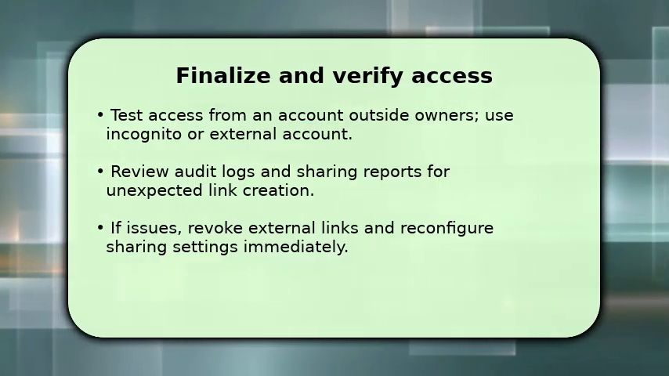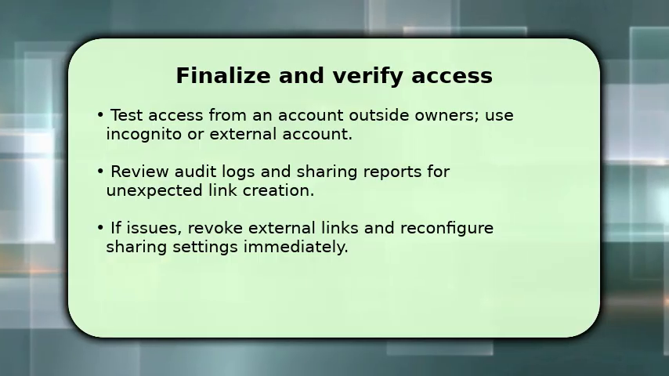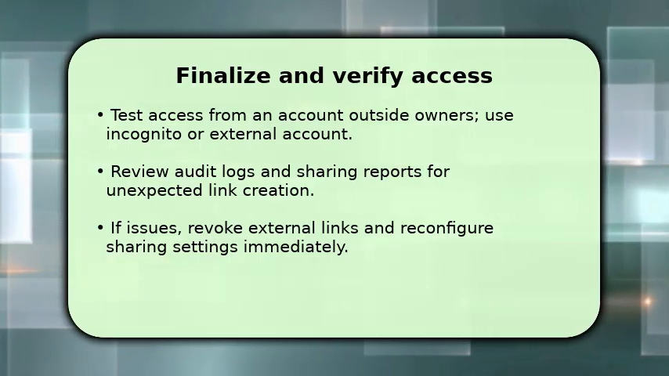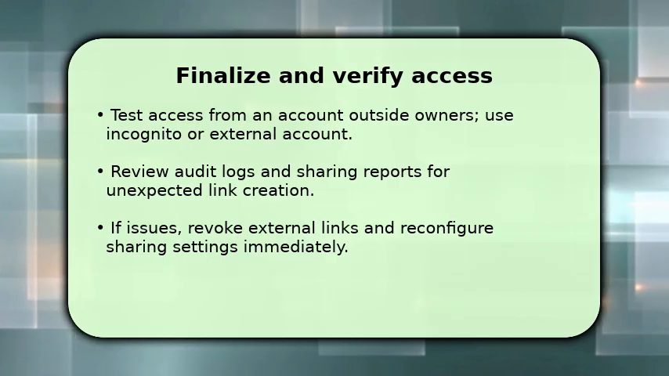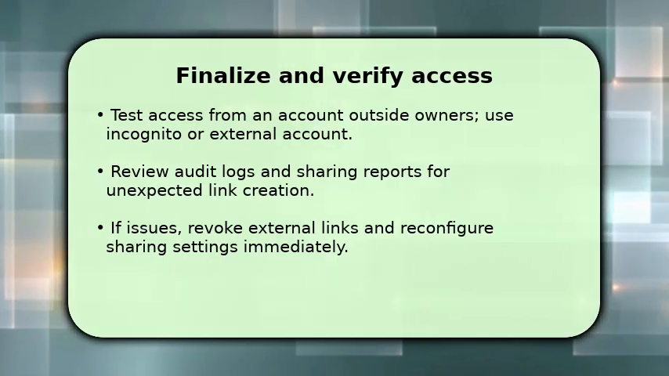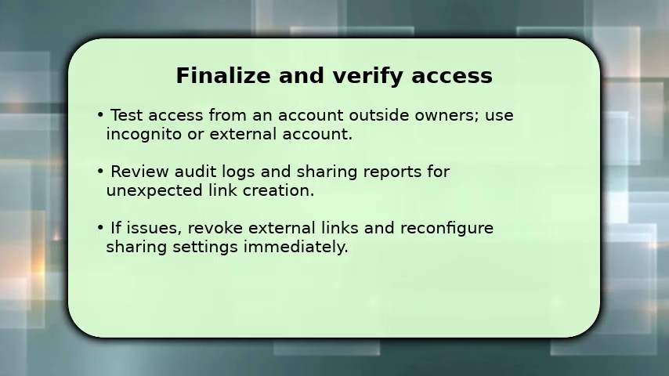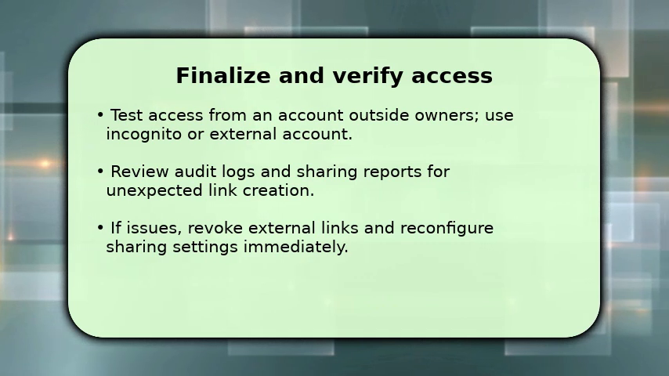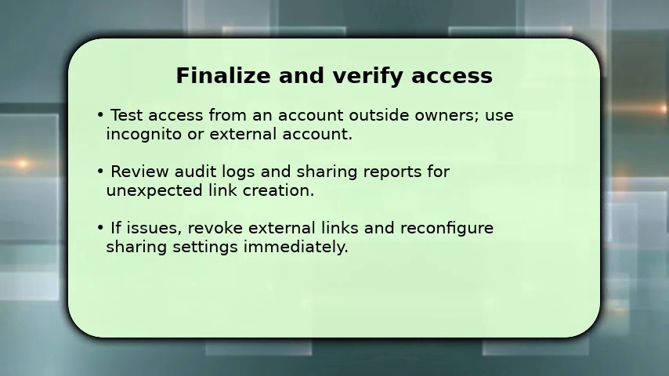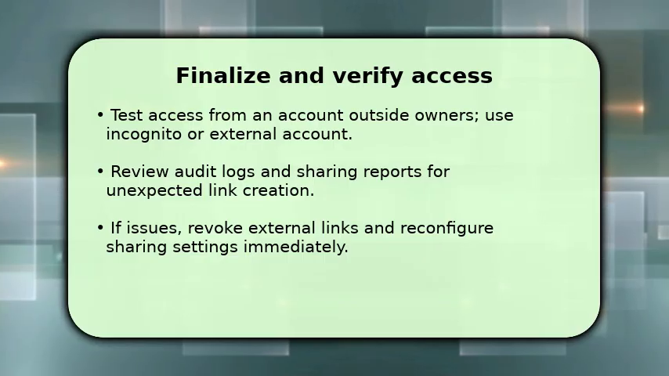Then review the site's sharing reports and audit log for recent link activity to detect accidental shares. If something goes wrong, immediately revoke anonymous links, reset site permissions, and adjust tenant sharing policies before reissuing access. One troubleshooting tip: always test from multiple environments and clear cached credentials to confirm results.